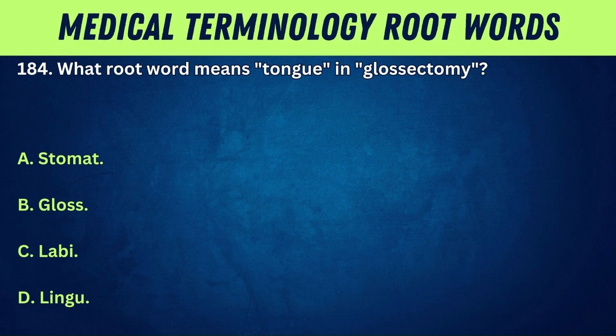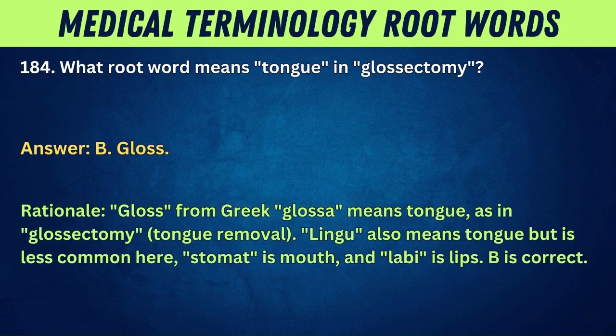184. What root word means tongue in glossectomy? A. Stomate. B. Gloss. C. Labi. D. Lingu. Answer: B. Gloss. Rationale: gloss from Greek glossa means tongue, as in glossectomy, tongue removal. Lingu also means tongue but is less common here. Stomate is mouth, and labi is lips. B is correct.